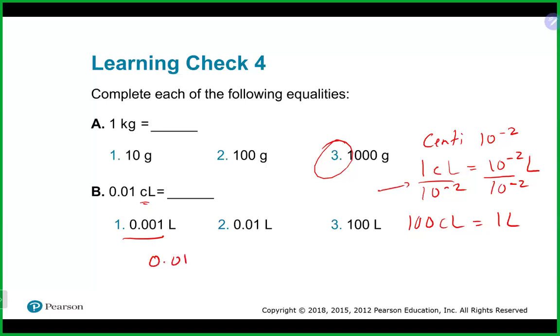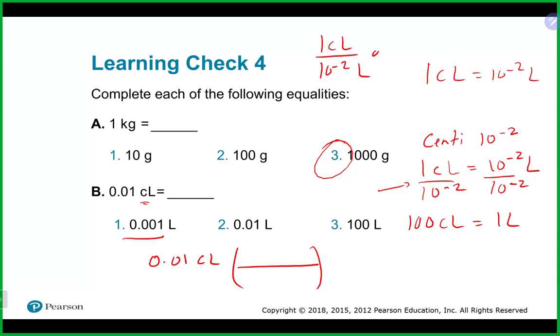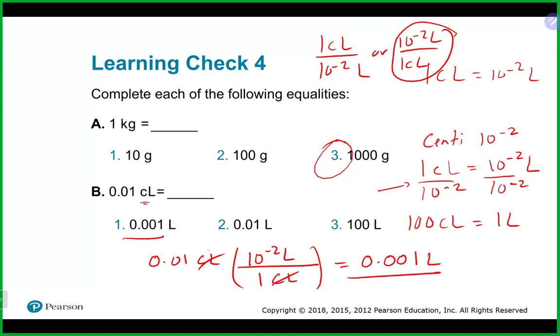So if we go 0.01 centiliters, we could do a little dimensional analysis. To get rid of centiliters, we'll need it on the bottom. Again, 1 centiliter is 10 to the minus 2 liters, which means I could have 1 centiliter over 10 to the minus 2 liters. So in this case, we do want to use a conversion like this that we could get from that equality. And 1 centiliter, these guys will cancel. So we'll take 0.01 times 10 to the minus 2, and we will get 0.001 liters, right? Which I believe somebody said earlier.